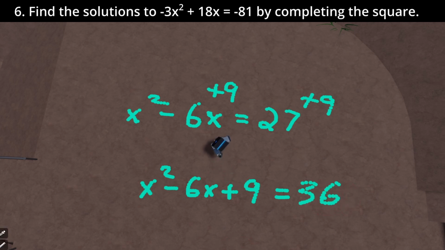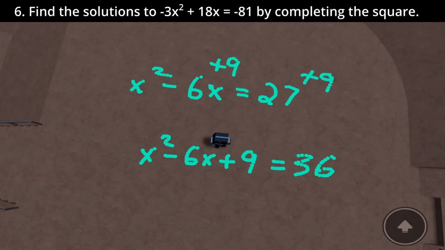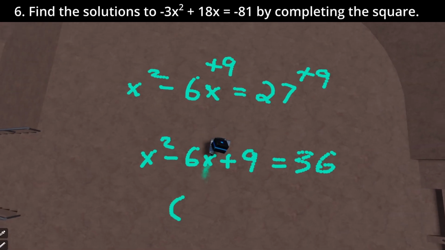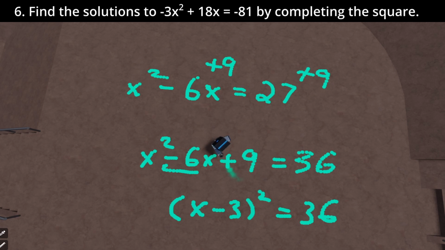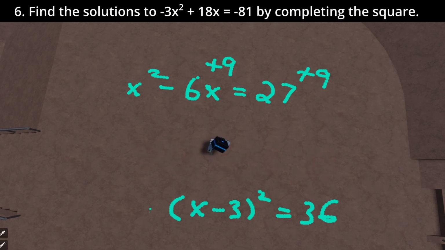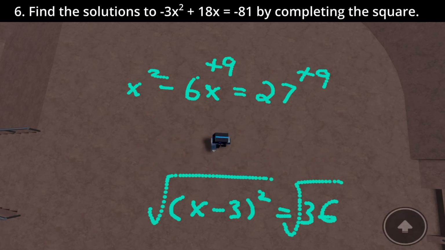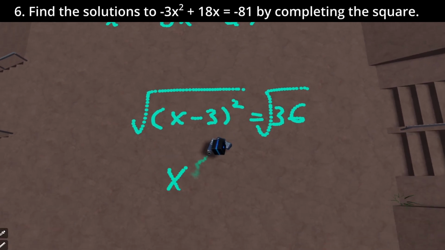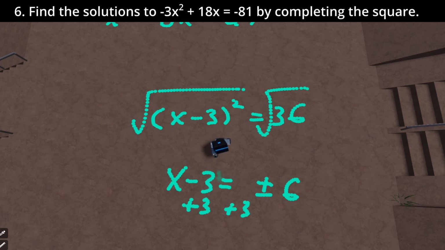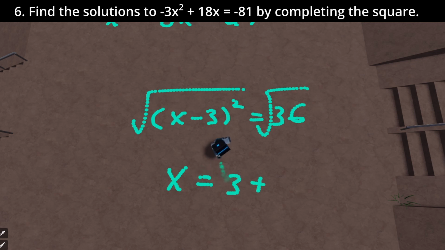And then now we can factor the left-hand side. So x squared minus 6x plus 9 factors as x minus 3 squared. To get the minus 3, just simply take the minus 6 and divide it again by 2. And then that's equal to 36. So now we can take the square root of both sides. So we're going to have x minus 3 is equal to plus or minus 6. Just add a 3 to both sides now. And we're going to have x is equal to 3 plus or minus 6.